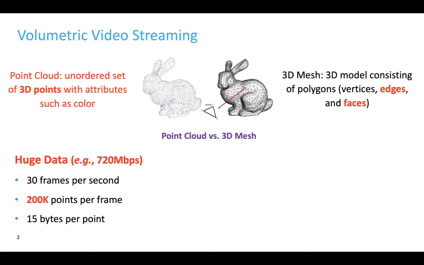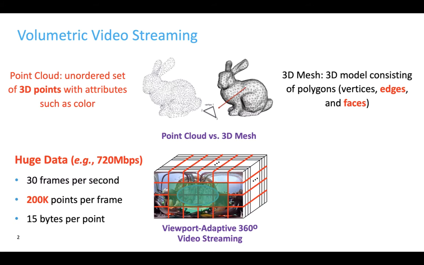Volumetric video streaming is challenging due to the huge amount of data we need to deliver. Here is an example video with 720 Mbps bitrate. When watching this video, we will use up 20 GB data in less than 4 minutes.